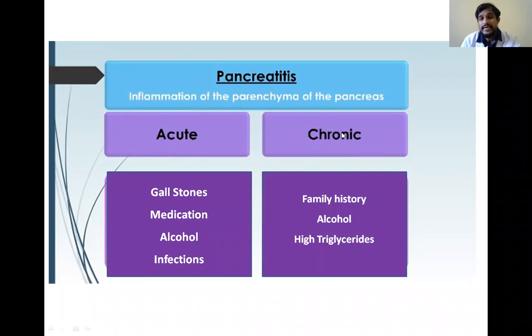And chronic means it takes a long time, and the patient will come with inflammation of the pancreas after a long time of inflammation. It generally occurs in hereditary conditions, chronic alcoholics, and high triglyceride levels. And acute occurs in gallstones, medication or poisoning, alcohol, and infections. So in this way, pancreatitis can occur in acute or chronic conditions.